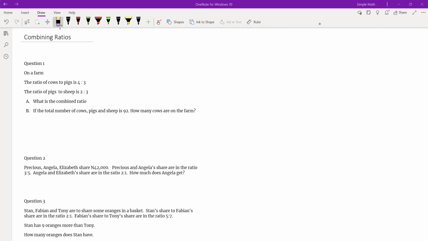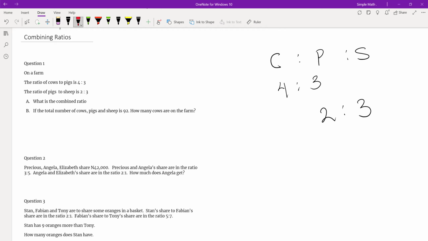So, talking about combining ratios, let's start with the first question. On a farm, the ratio of cows to pigs is 4:3. The ratio of pigs to sheep is 2:3. So what we can do is simply write it out. We have cows to pigs to sheep. The ratio of cows to pigs is 4:3, and the ratio of pigs to sheep is 2:3. So we can write it like this.